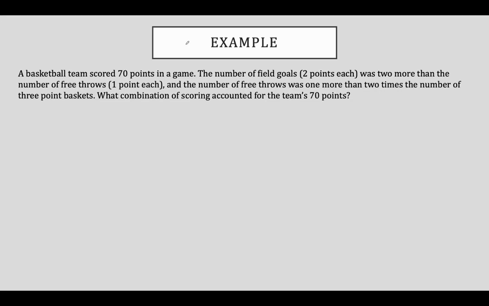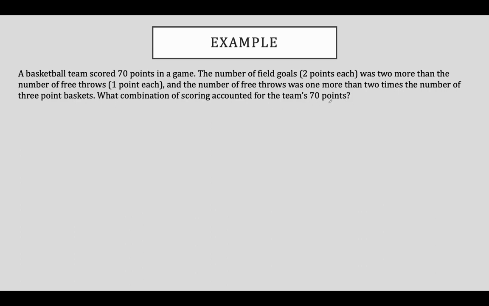Let's now look at a word problem example. A basketball team scored 70 points in a game. The number of field goals, those are 2 point baskets, was two more than the number of free throws, 1 point baskets, and the number of free throws was one more than two times the number of 3 point baskets. What combination of scoring accounted for the team's 70 points?